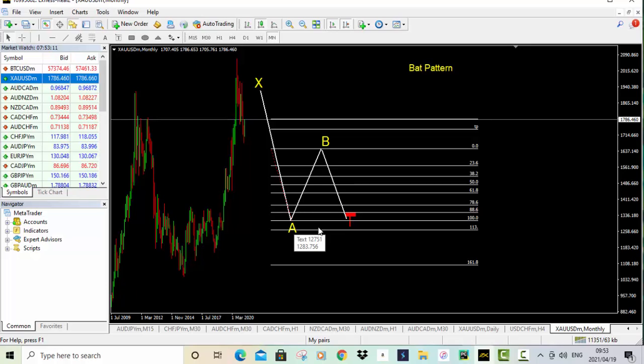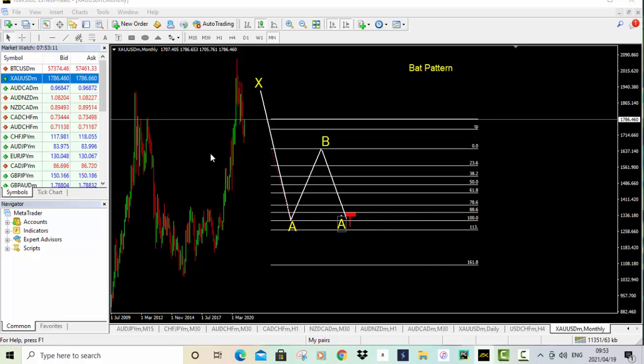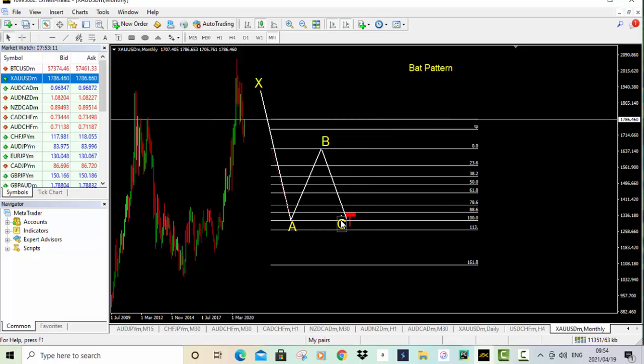Now that we've identified our C leg, we now have to identify our D leg. For our D leg, we will have to come back to using our Fibonacci retracement. Our C leg has already been identified. This is fine so far, I hope everyone understands. So that's our C leg.